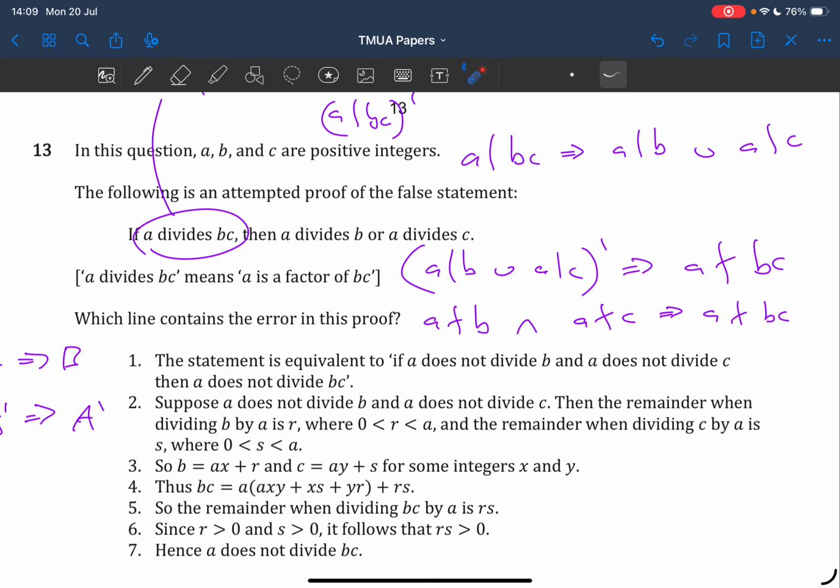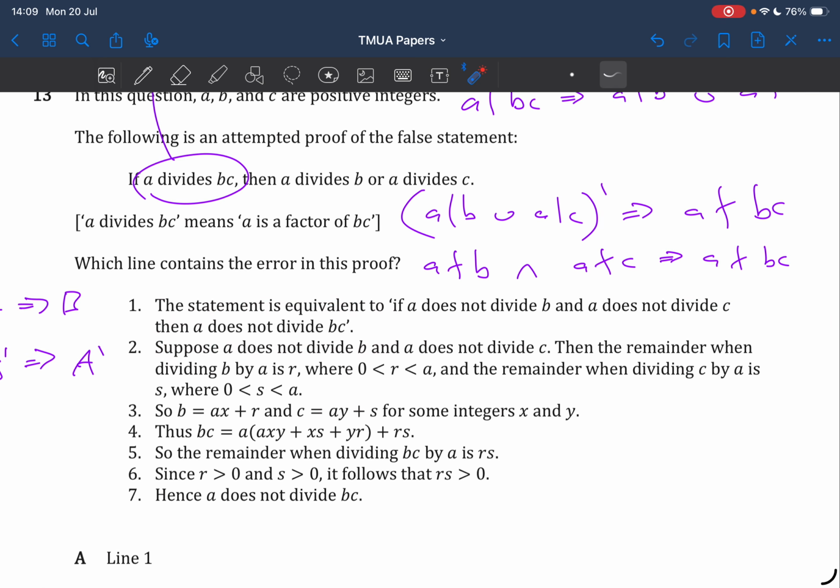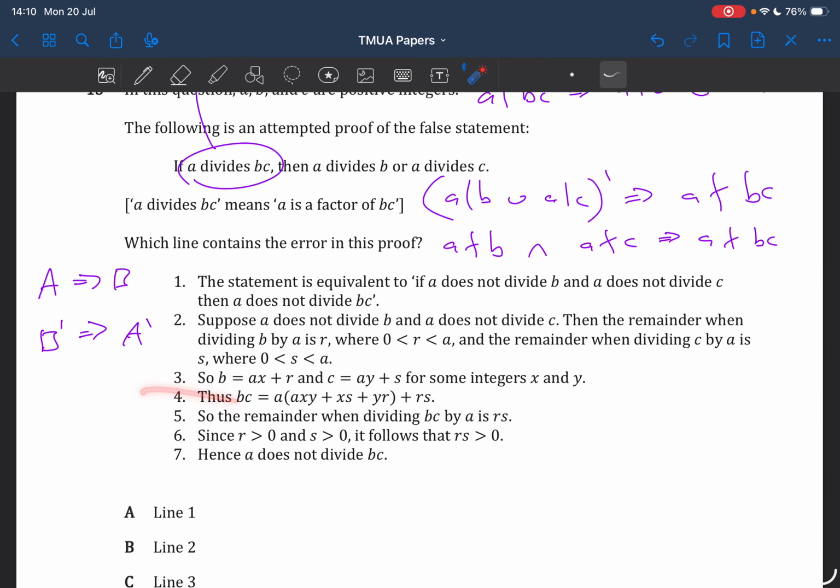Is that the phrase we ended up with? Same, is equivalent to if A does not divide B and A does not divide C, then A does not divide BC. Lovely. Now then, suppose A does not divide B, A does not divide C, okay? Then the remainder when dividing B by A is R, and the remainder when dividing C by A is S. That's how you can write down any number. Look at line 3: B is equal to some amount of A's, X lots of A, plus the remainder R. C is equal to Y lots of A, plus the remainder S.